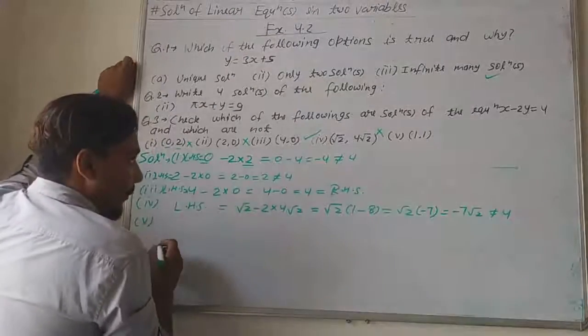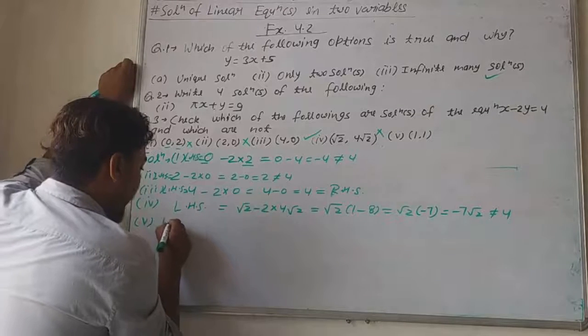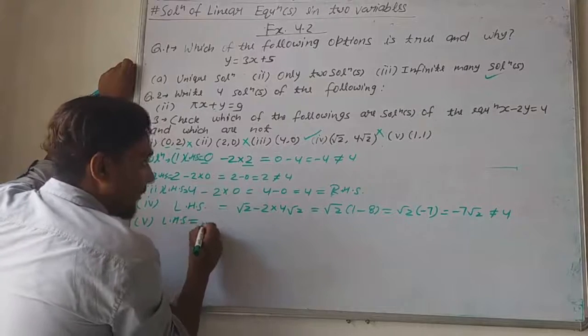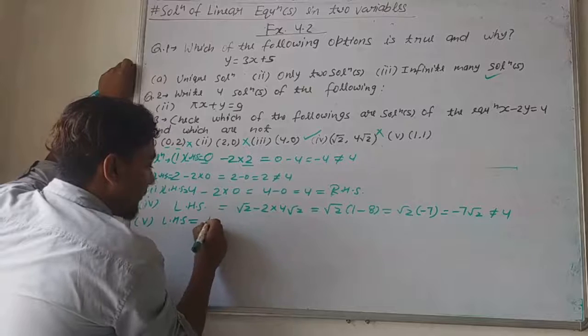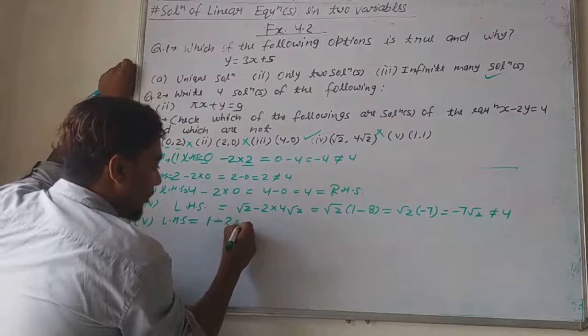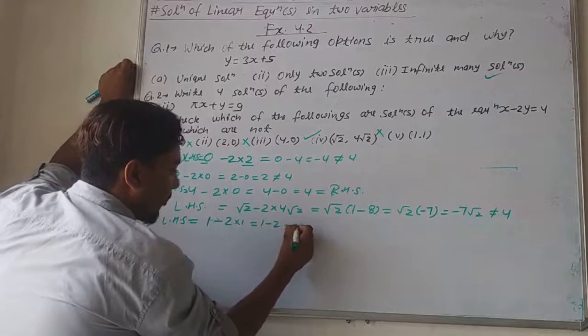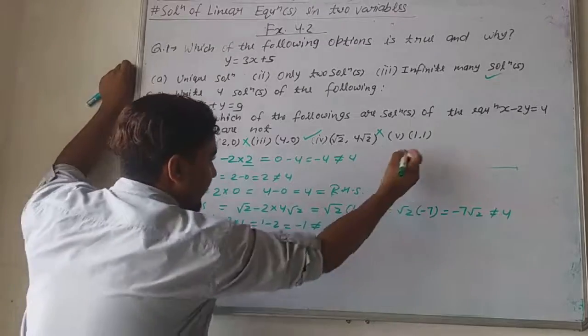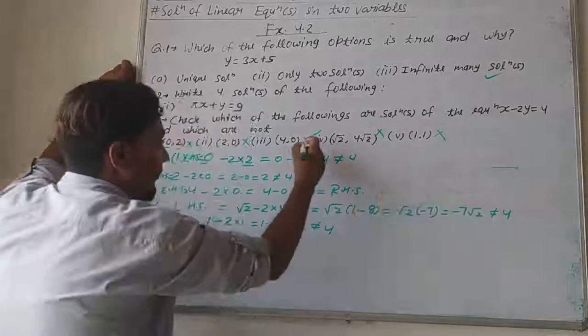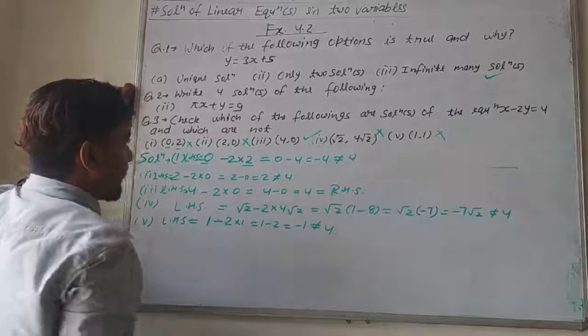Now we do the fifth part. We put the values of x and y in the LHS. We get 1 minus 2 into 1 equal to 1 minus 2 equal to minus 1, which is not equal to 4. So this is also not a solution. Only one solution, part number 3.